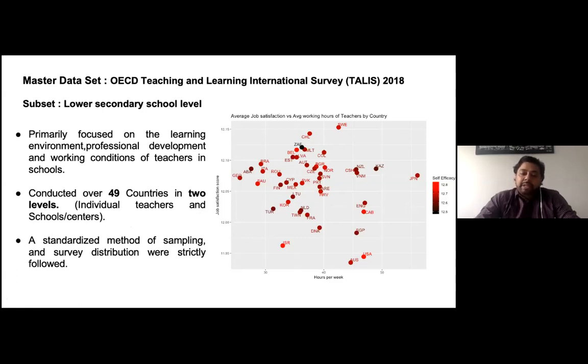They all actually confirm that all the schools around the countries have followed a standardized method of sampling and survey data distribution. If the criteria are not met with the international standards, the survey did not include that sample for the complete survey data set.